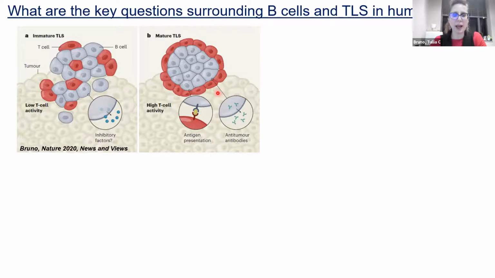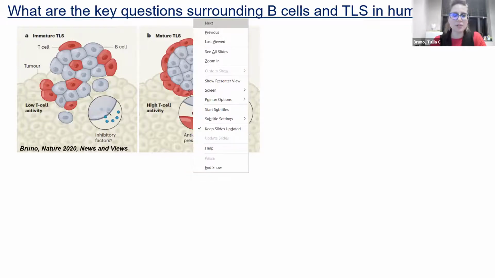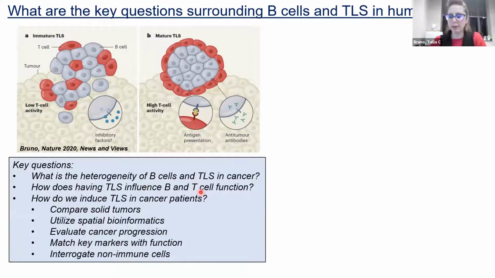And we really think about how do we get to this mature TLS stage? Something that we would see that's very similar in a secondary lymphoid organ. And so these are some of the key questions we're thinking about in the lab. First is, what is the heterogeneity of B cells and TLS in cancer? Second is, how does having TLS influence B and T cell function? And how can we induce these TLS in cancer patients?